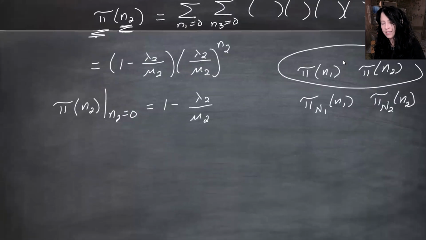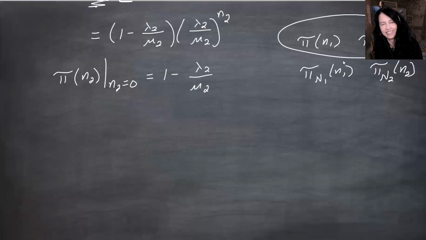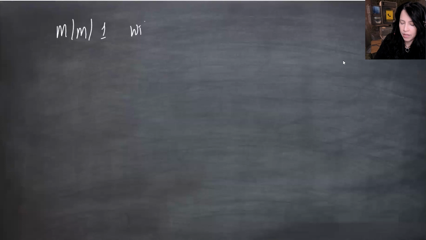Before I ask if that makes sense, let's go back to the simpler example of the M/M/1 queue with feedback, and then I'll ask you if it makes sense, because that is a simplistic Jackson network. Go back to the M/M/1 with feedback.